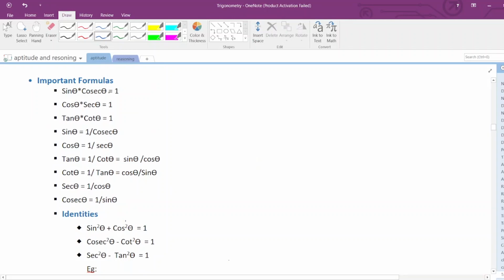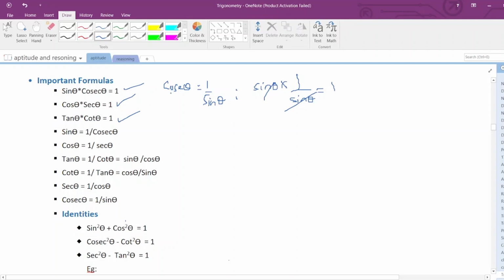See here, these are very important formulas to solve identity-based questions from trigonometry. I wrote sine theta into cosecant theta is equal to 1. In the previous session I mentioned cosecant theta is equal to 1 by sine theta. So sine theta into cosecant theta is nothing but sine theta into 1 by sine theta. Sine theta cancels, we get 1. The same way, cos theta is opposite to secant theta. Secant theta is equal to 1 by cos theta, so cos theta cancels each other, we get 1. The same way, cot theta is equal to 1 by tan theta, so they cancel each other.